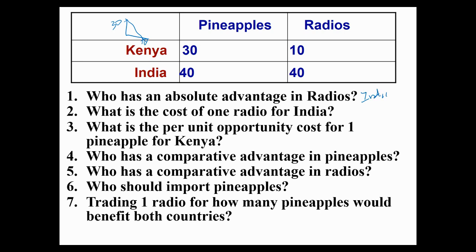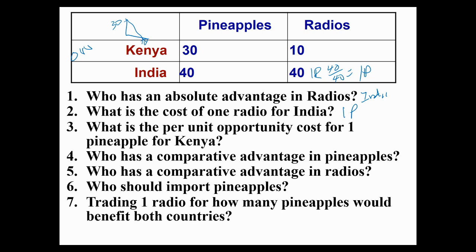Then it says, what is the cost of one radio for India? Well, this is output, this is output, this is output. So we would use the OOO, right? It says, what does it cost for one radio? So if we want to find what one radio would be, for one radio, it would be other over. So that'd be 40 over 40, which is just one. So for one radio, it would be one pineapple. So the cost of one radio is one pineapple. Okay. What is the per unit opportunity cost for one pineapple in Kenya?